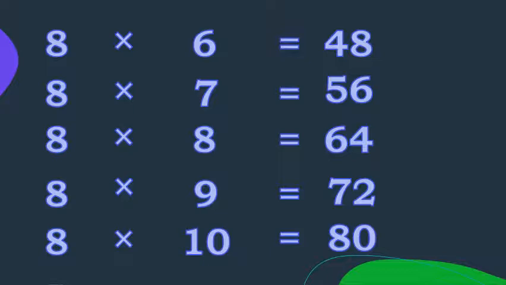Let's revise it again from this one. 8 sixes are 48, 8 sevens are 56, 8 eights are 64, 8 nines are 72, 8 tens are 80.